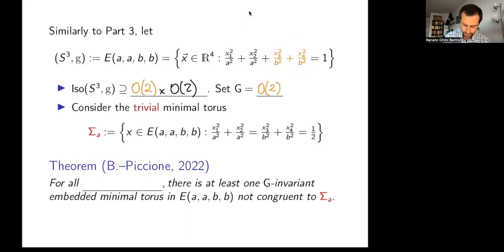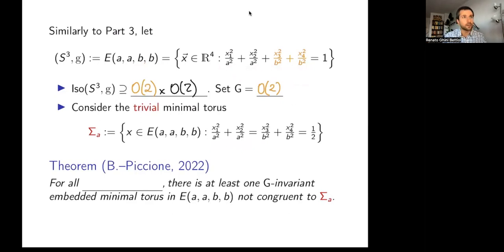All right, so there's a trivial branch of minimal tori, which are given like this, when this is equal to 1/2 and this is again equal to 1/2. And for all values of A and B, these are minimal tori. So in particular, if A and B are equal to one another, these are the Clifford tori, the Clifford torus, I guess.